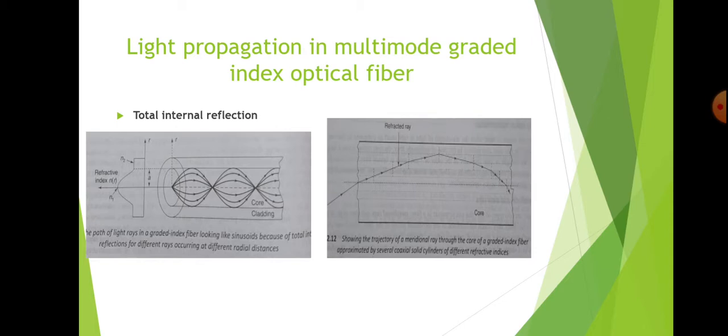Okay, usually the light will be confined to the core portion only by the phenomenon of total internal reflection. We have studied about the total internal reflection. Okay, and in the case of multimode graded index optical fiber, the rays propagating through the graded index fibers are indicated with the help of a curved ray path.